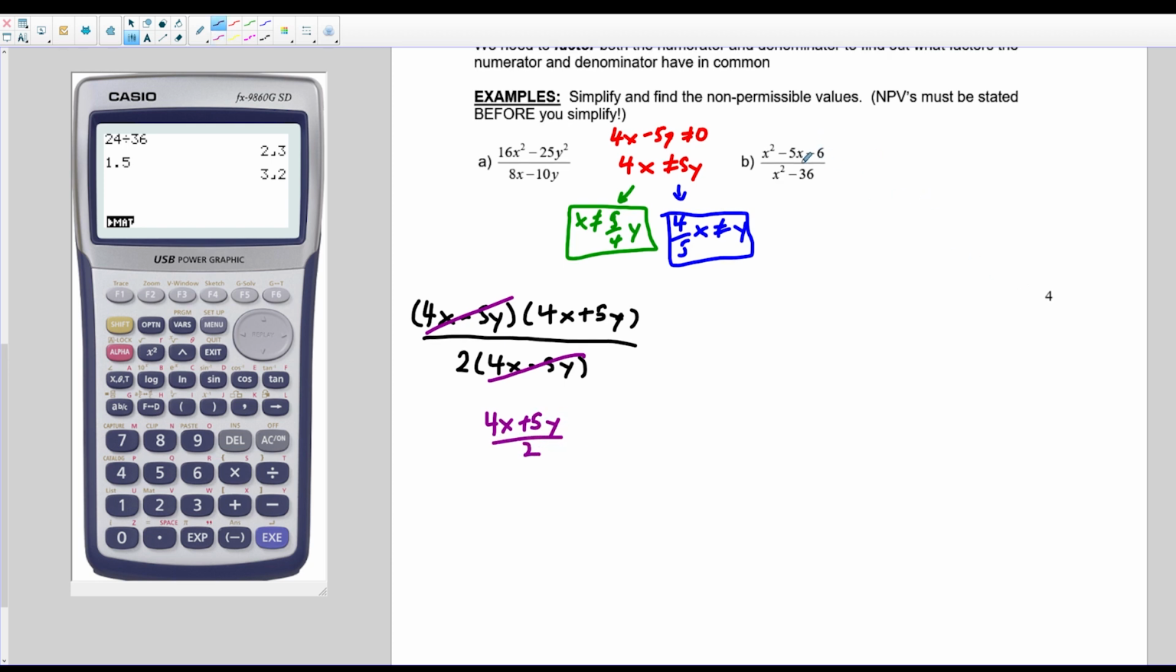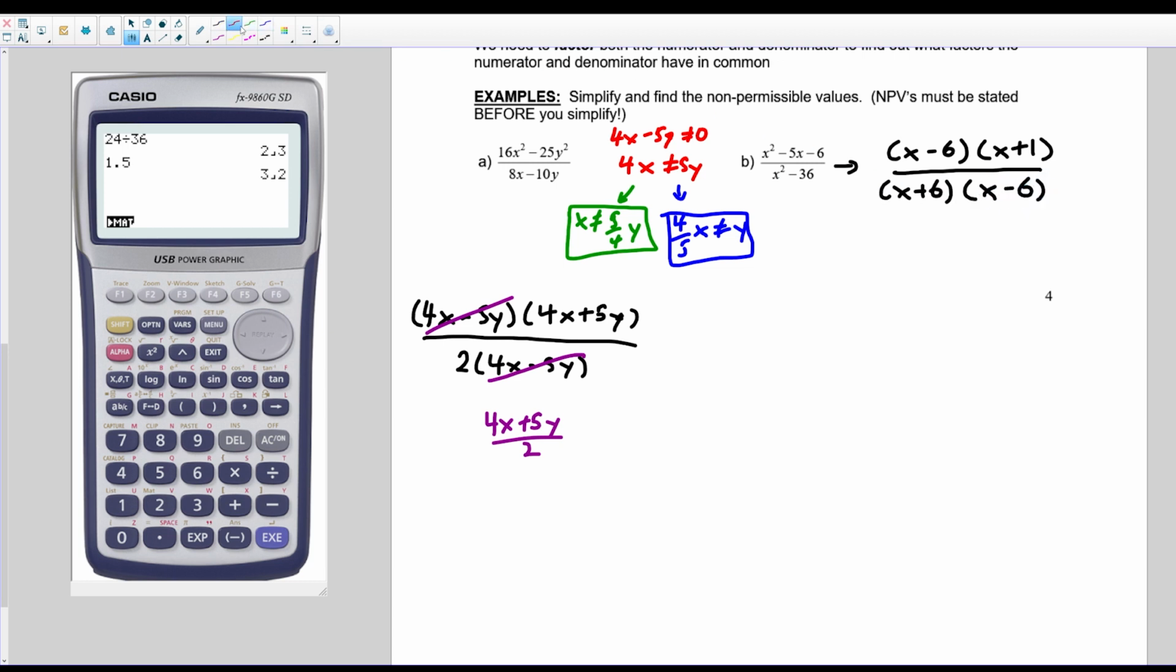For the second example, we're dealing with a simple trinomial where a is equal to 1. So we're looking for two numbers that multiply to give us negative 6 and add up to give us negative 5. So in this case, we have x minus 6 and x plus 1 as our factored form. On the bottom, we see another difference of squares here. So I can factor this as x plus 6 and x minus 6.